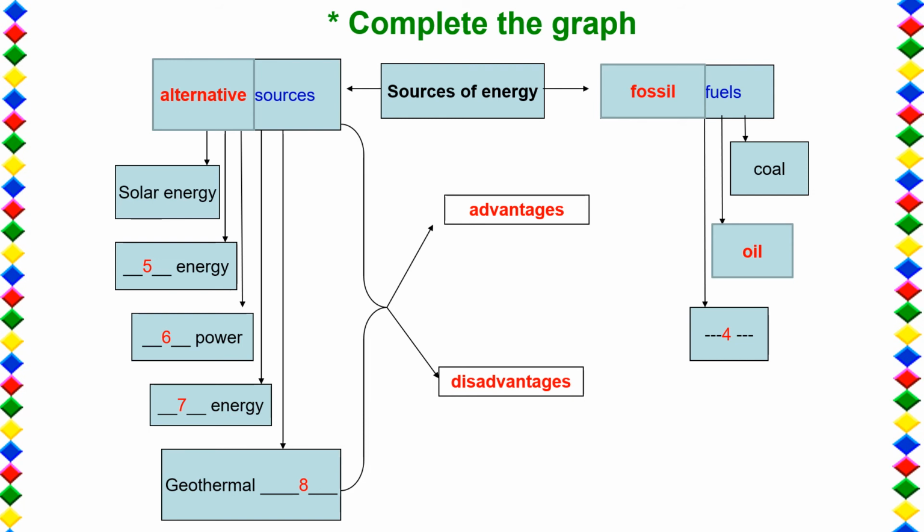In the first group, fossil fuel includes oil, coal, and gas. In the second group, alternative sources include solar energy, wind energy, water power, nuclear energy, and geothermal heat. All of the alternative sources have advantages and disadvantages.